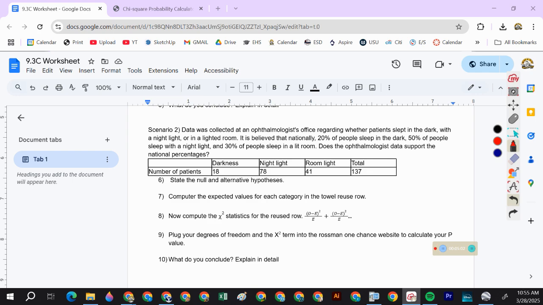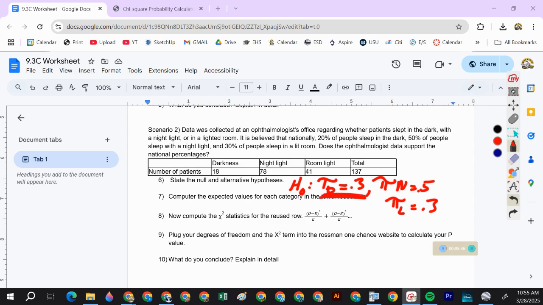So I am going to write my null hypothesis. So the null says that pi of darkness is equal to 0.2 and pi of nightlight is equal to 0.5 and pi of light is 0.3. And then the alternative is going to be at least one of those percentages is not correct. Oh, shoot, that says towel reuse. I'm sorry.